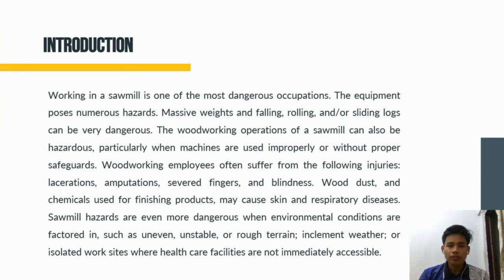As the introduction, working in a sawmill is one of the most dangerous occupations. The equipment poses numerous hazards. The massive weight and the falling, rolling, or sliding logs can be very dangerous. The working operation of a sawmill can also be hazardous, particularly when the machines are used improperly or without proper safeguards. Woodworking employees often suffer injuries such as laceration, amputation of several fingers, and blindness. Wood dust and the chemicals used for finishing products also cause skin or respiratory diseases.